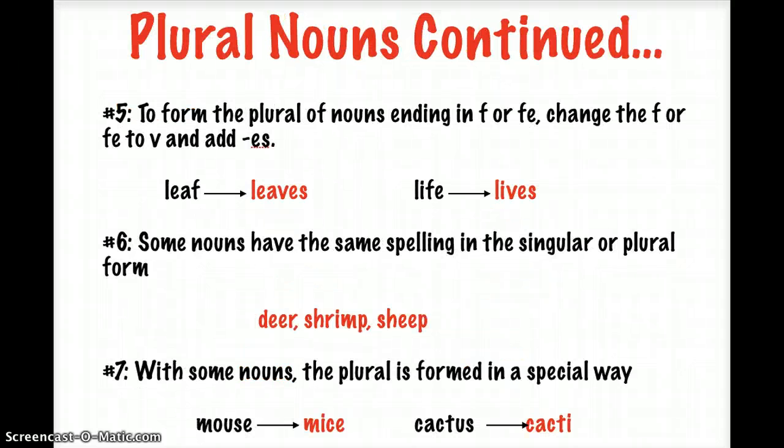Three more rules. To form the plural of nouns ending in F or FE, change the F or FE to V and add ES. For example, you have leaf, change that F to a V, add ES to create leaves. You have life, change that FE to a V, add an ES to create lives. Then rule number 6, some nouns are already in their plural form. Their singular and plural form are the same. We have deer, shrimp, sheep. And rule number 7, with some nouns, the plural is formed in a special way. For example, mouse changes to mice and cactus changes to cacti.